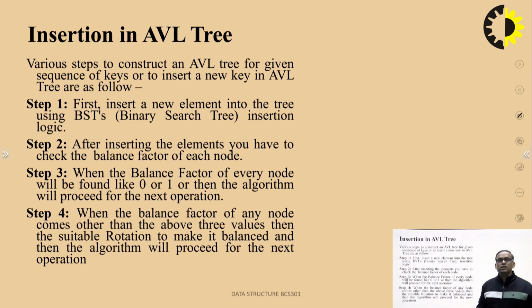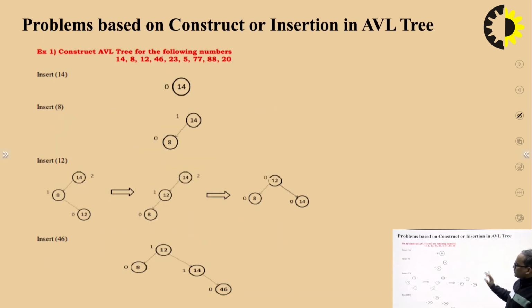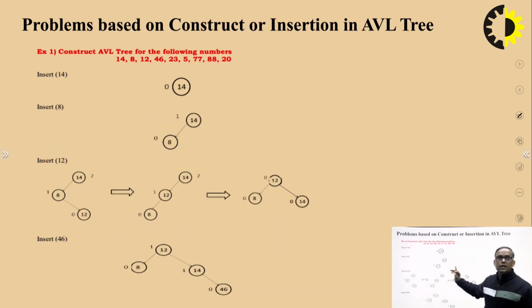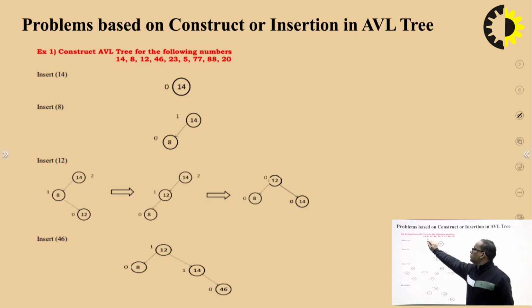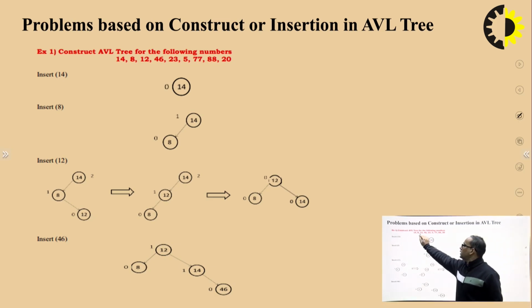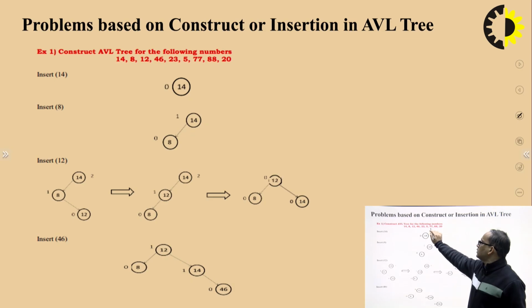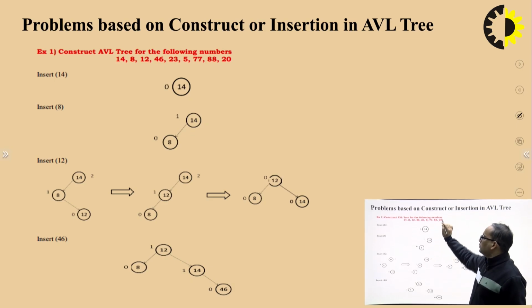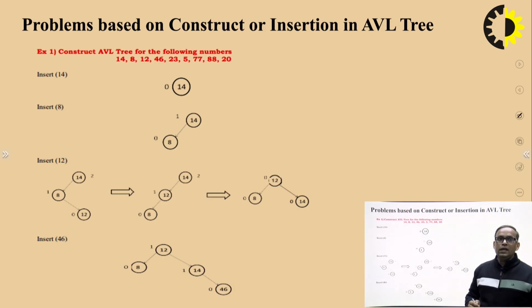It means some problem asks to construct an AVL tree. We are given some sequences of keys and we have to construct the AVL tree. Let us see an example. In this example we are given a key sequence: 14, 8, 12, 46, 23, 5, 77, 88, 20. Now we have to construct an AVL tree.